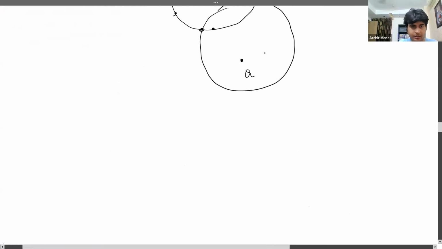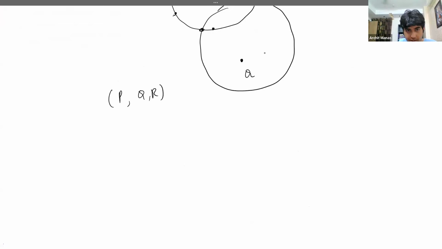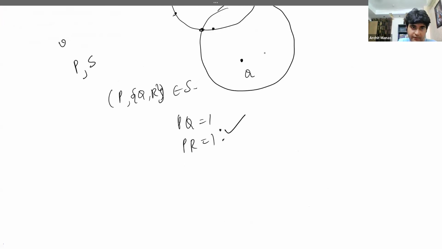Okay, so I think I'll give a hint because that might make it a little more approachable. So we're going to count triples of points P, Q, R from the set S such that PQ is 1 and PR is 1. Both of these should be true. So really you should think about this as this set Q, R, very similar to what we were doing earlier, right? You fix a vertex V and a set S such that V is connected to everything in S. Here it's just that the set S has size 2.